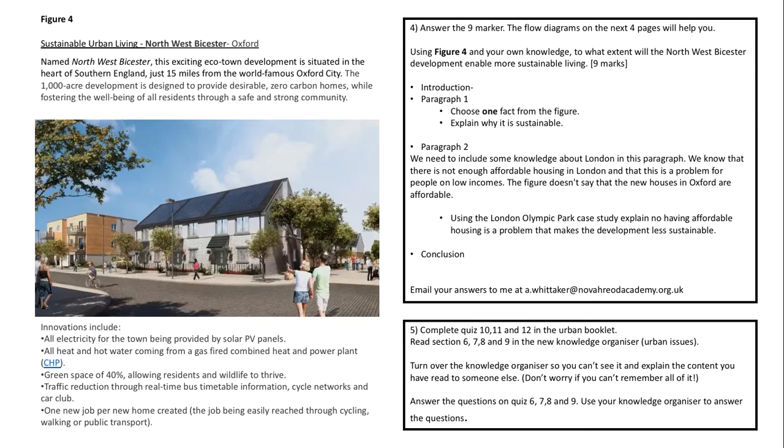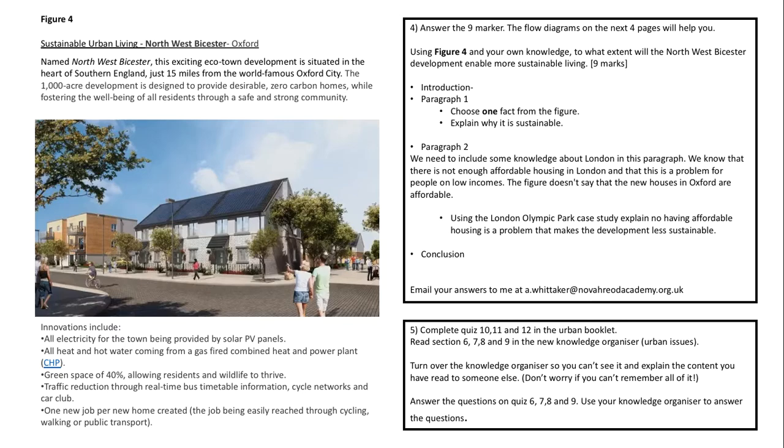Traffic reduction through real-time bus timetable information, cycle networks and a car club. We definitely know stuff about traffic congestion reduction strategies that we can talk about. One new job per home created, job easily reached through cycling, walking or public transport. Potentially could talk about that, but I think we'd be better focusing on the things that we know lots about.